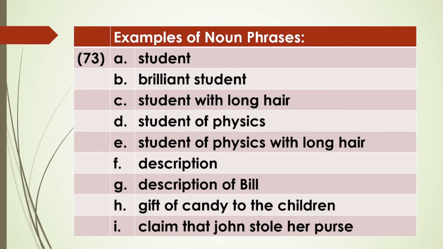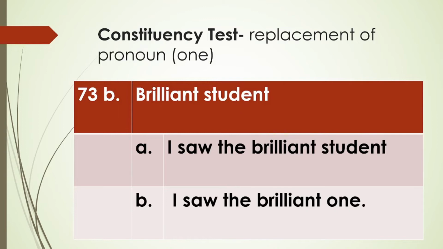Now, how do we know, or how did we know, that these examples are constituents? We can apply the constituency test. The constituency test is a replacement of pronoun. We can use it to replace the pronoun one to see whether this particular phrase or noun phrase is a constituent. Brilliant student. In this case, we replace student with the pronoun one, and we say, I saw the brilliant one. We know that student is a constituent because we can apply the constituency test, which is replacing student with the pronoun one.